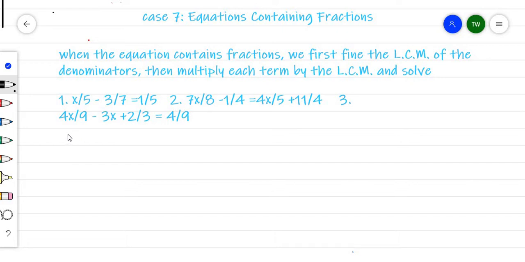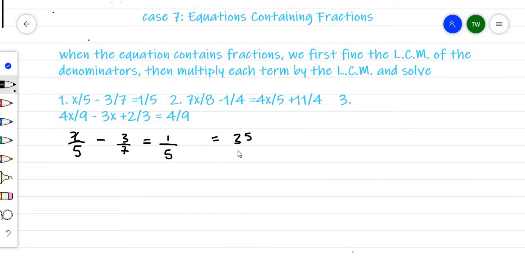Example number 1, we have x over 5 minus 3 over 7 is equal to 1 over 5. Now, the first thing that we need to do is to look at the denominator. So the denominators are 5, 7, and 5. We need to find the lowest common multiple of the denominators, and the lowest common multiple is going to be 35. Right?